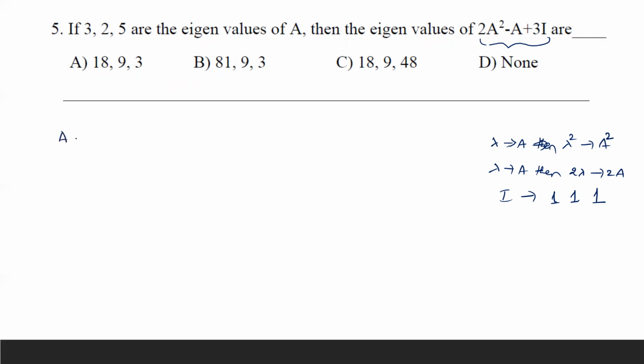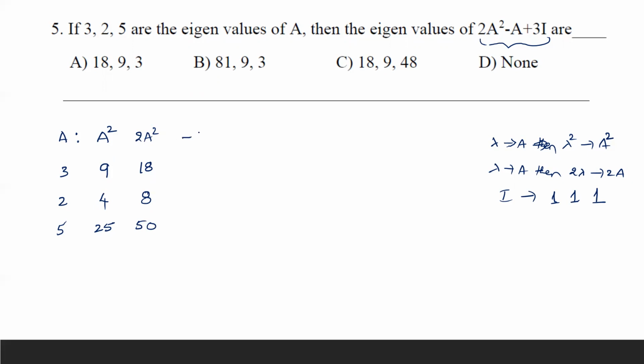See how I am writing this. Corresponding to A, you are initially given 3, 2, 5 as the eigenvalues. Then what are the eigenvalues of A square? As per this property, you can just take the squares of these three eigenvalues. So corresponding to A square, 9, 4, 25 are the eigenvalues. Then we have 2A square. If these three are the eigenvalues of A square, then for 2A square the eigenvalues are 2 times 9, 18, then 2 times 4, 8, then 2 times 25, 50. These three are the eigenvalues of the matrix 2A square.